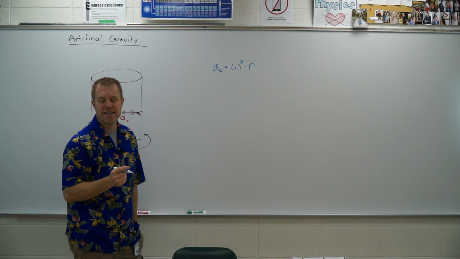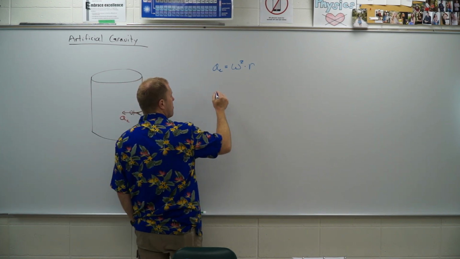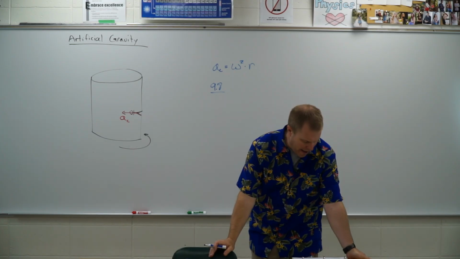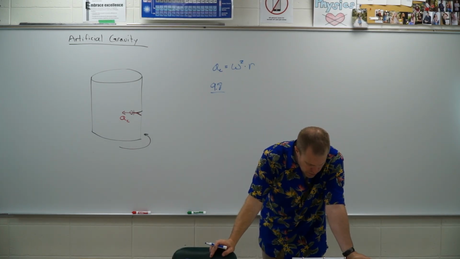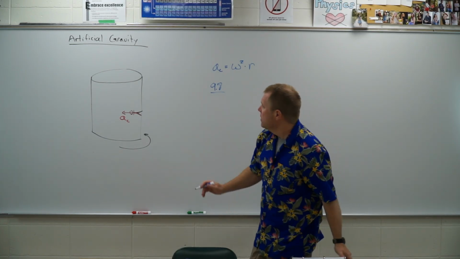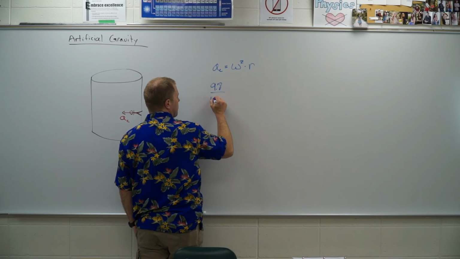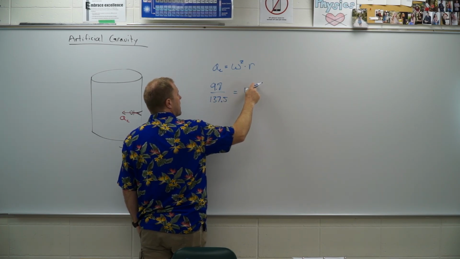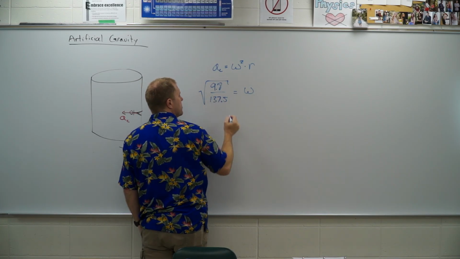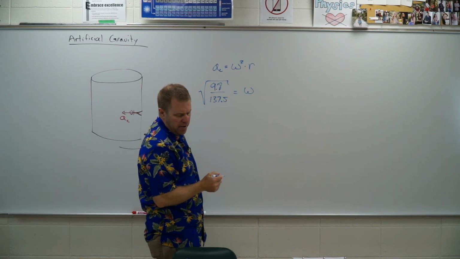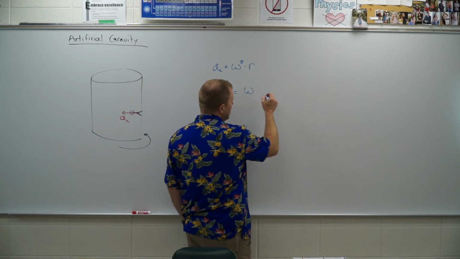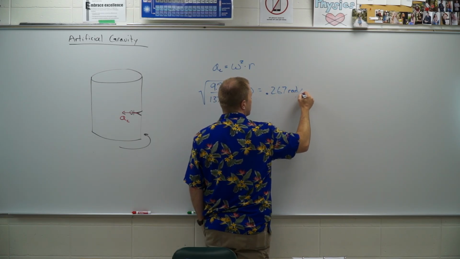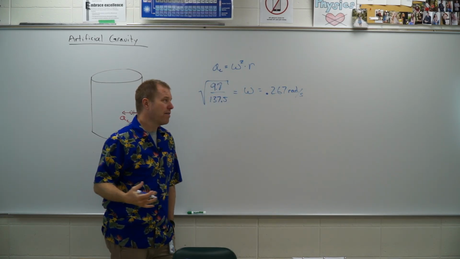Okay, so we know a_c is equal to omega squared times r, and so we just need to go ahead and solve for our omega. So we have 9.8. Now they do tell us the diameter is 275 meters, so that means we have a radius of 137.5 meters. We'll equal omega squared, and then we just got to take the square root to get omega by itself. And our omega comes out to be 0.267 radians per second.